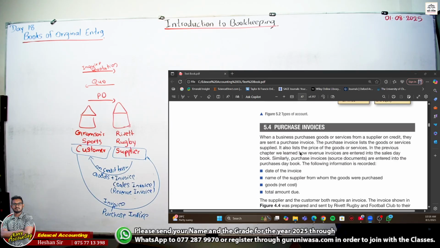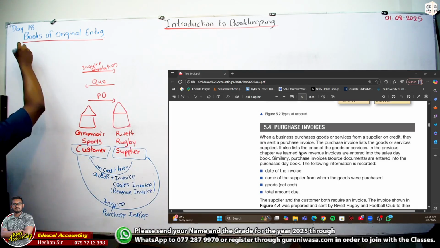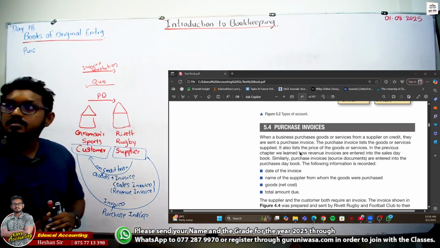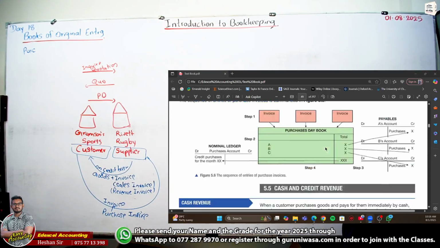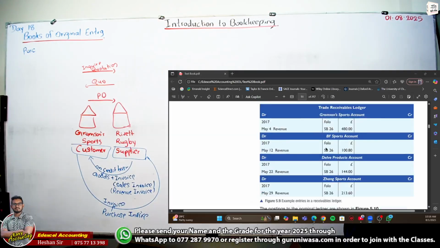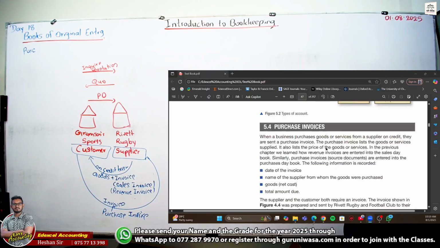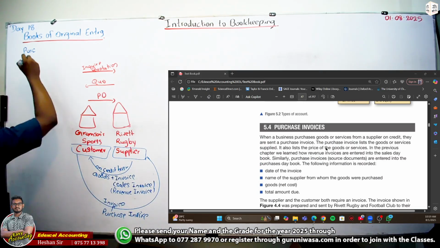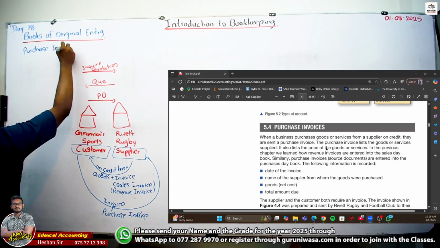So can you write the heading, purchase invoice? Write the first subheading, purchase invoice, and this comprises purchasing. Write the heading about purchasing. This is the full procedure.